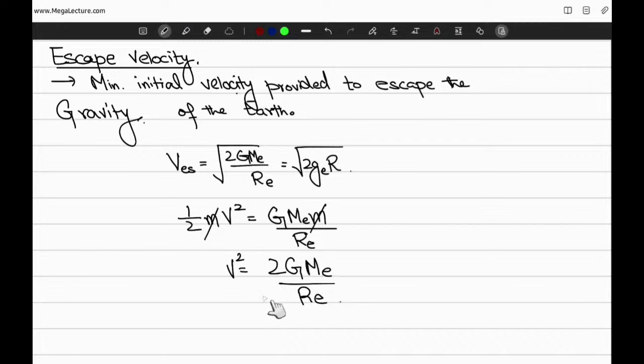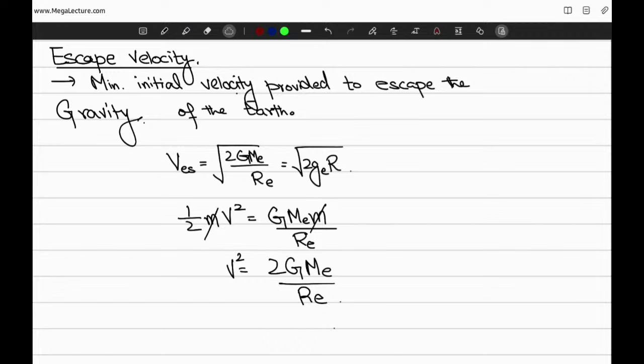So V squared is equal to this thing, and then you just take the square root on both sides, so you get this expression over here, and then you add subscript es, or escape, to V, because now that's the escape velocity that it would need. That's the minimum velocity that you would need to provide this object for it to escape the gravity of the earth.